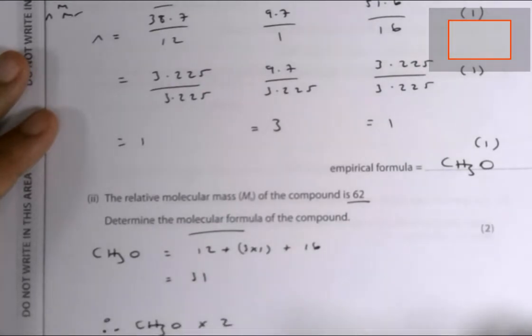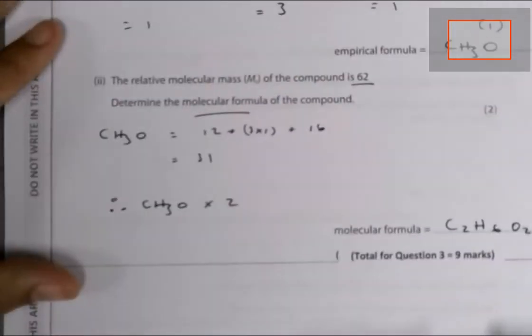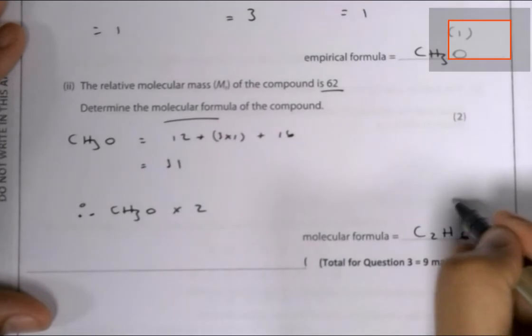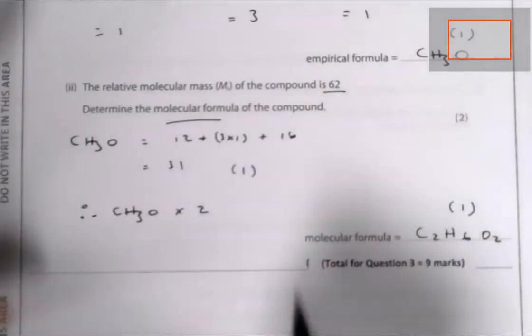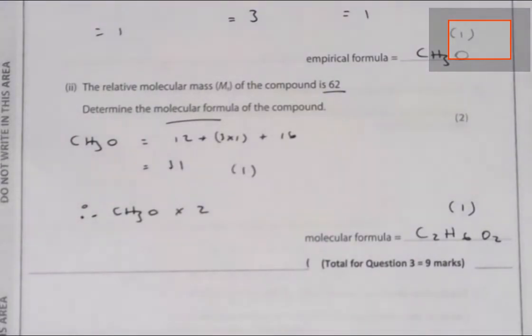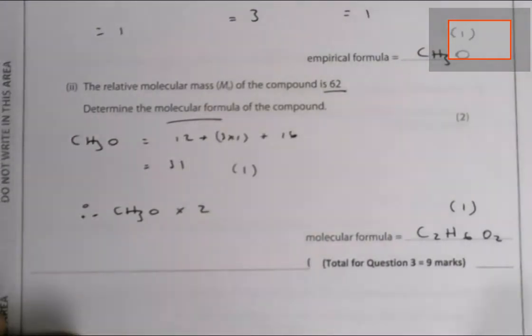So I'm just making a note here for the examiner that I know that it's that times 2. So it's C2H6O2. So you get 1 mark, so I just moved that up. You get 1 mark here for getting your final answer, and another mark for some kind of calculation showing how you arrived at your answer.